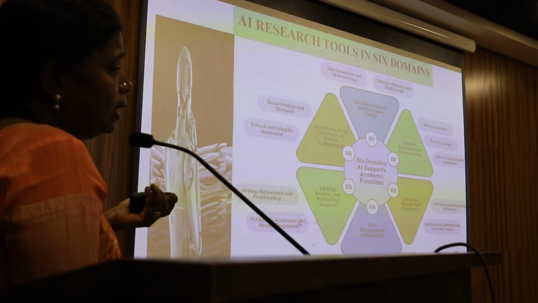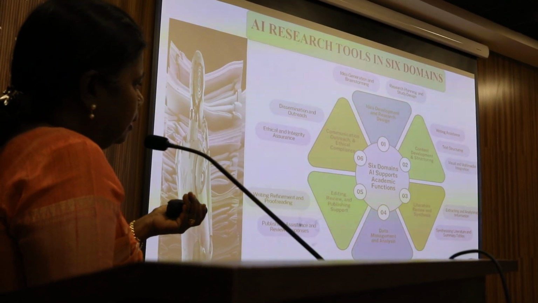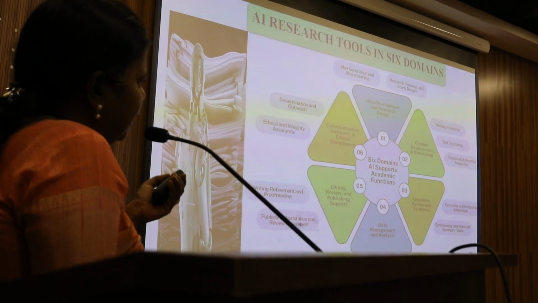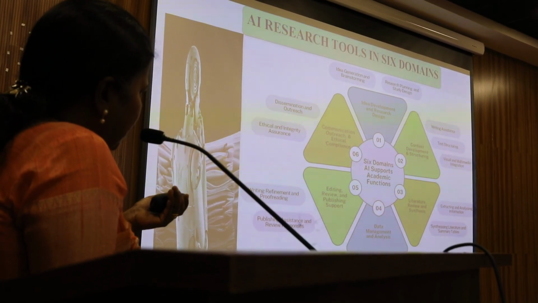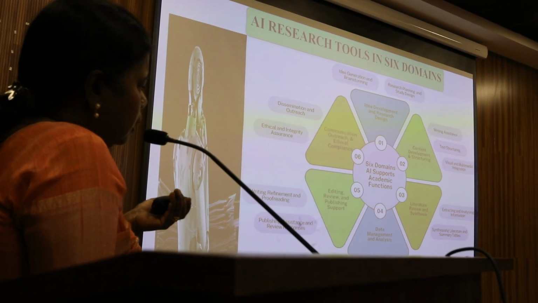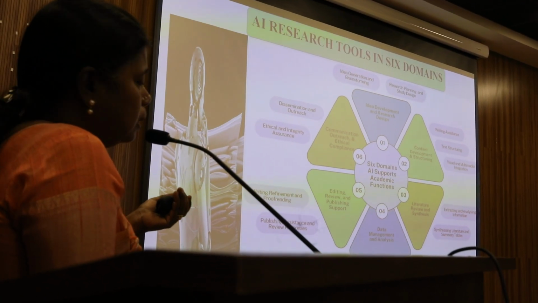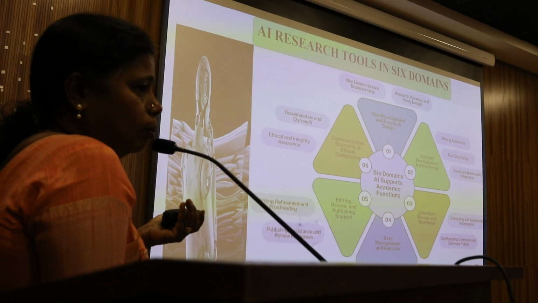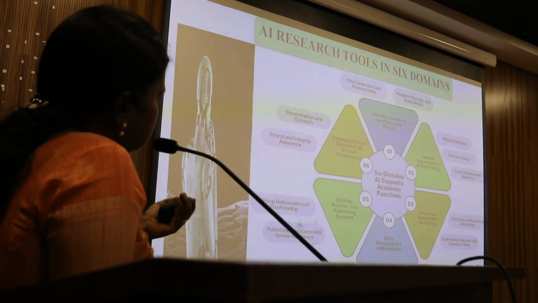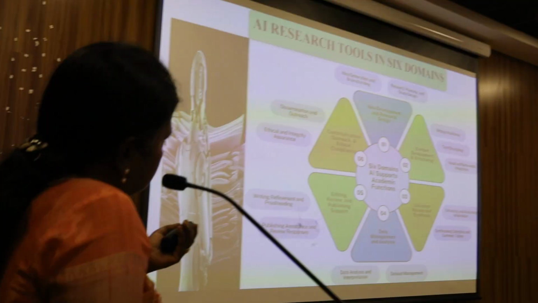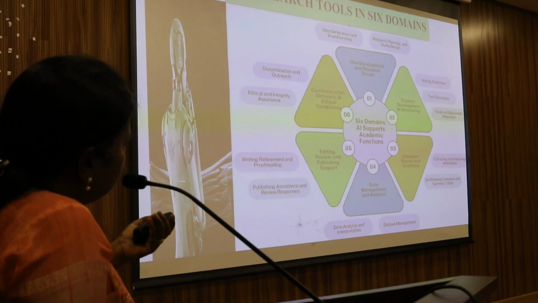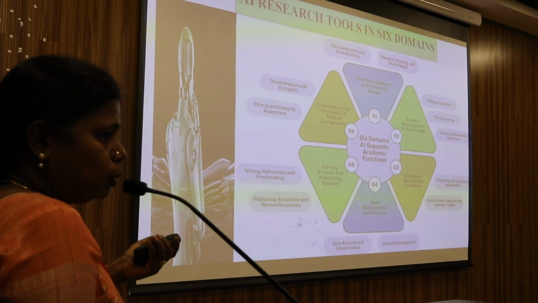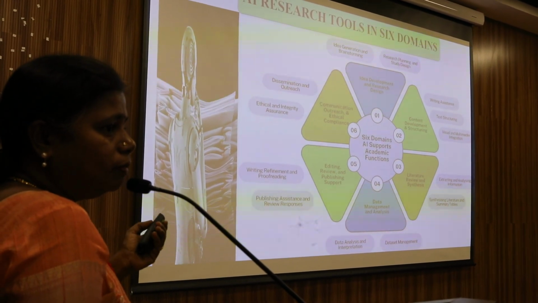And when you come to data management and analysis, you have data analysis and interpretation and data set management. And editing, review and publishing support, we have writing refinement and proofreading, and publishing assistance and review responses. And under the category communication, outreach and ethical compliances, the final step of nursing research, it will disseminate and outreach the data, and finally comes ethical and integrity assurance. So all these things you will get from AI.